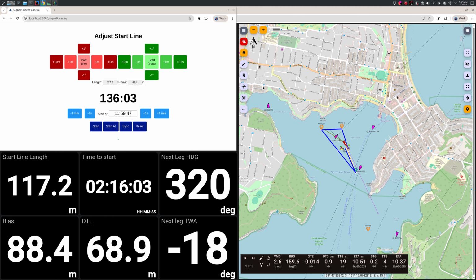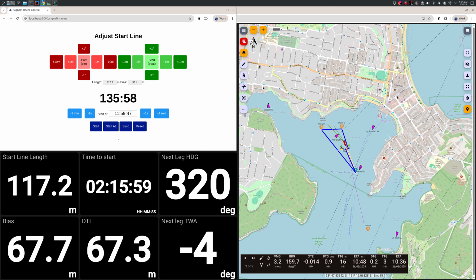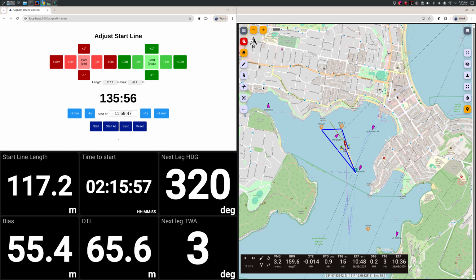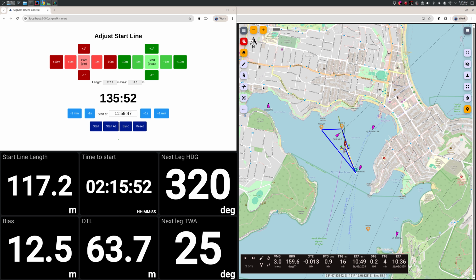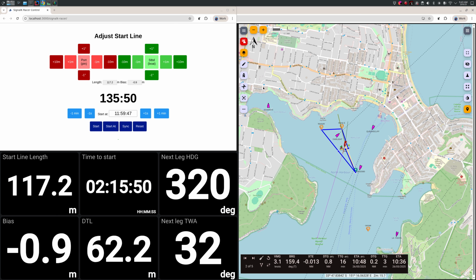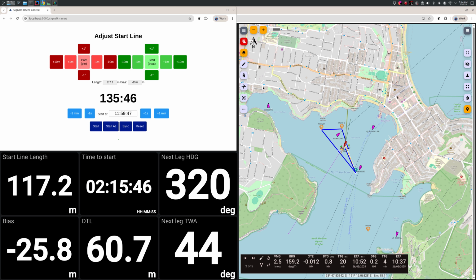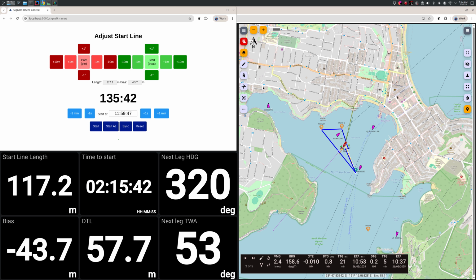I'd like to give an update on the Signalk Racer plugin, which I've recently started developing to make racing with Signalk a little bit easier. I've just released 0.9.7 of the plugin. It's still very early days, still very prototypey, but I have done one race with it and it proved useful. And so this is just an update of how you can use it.